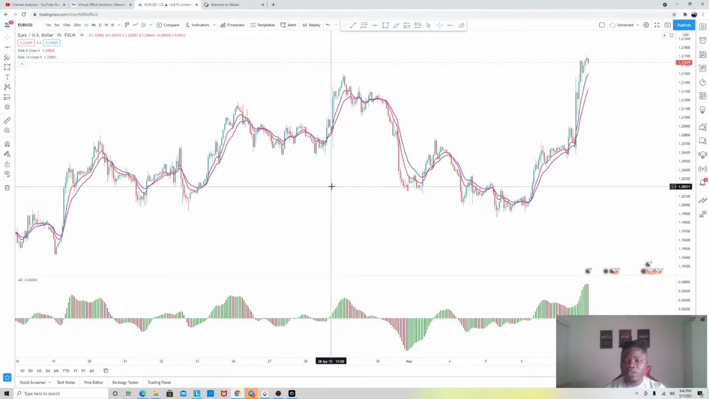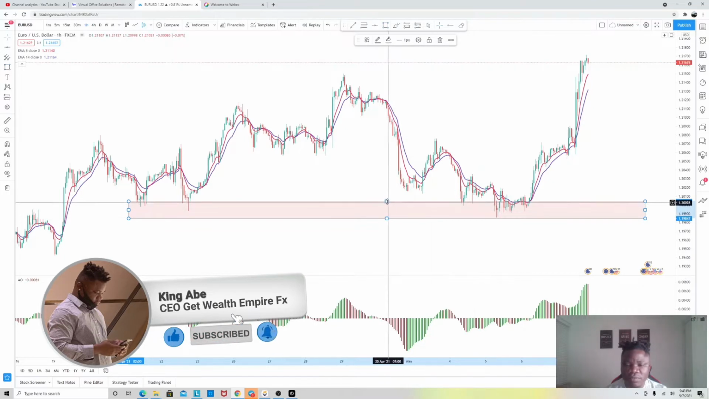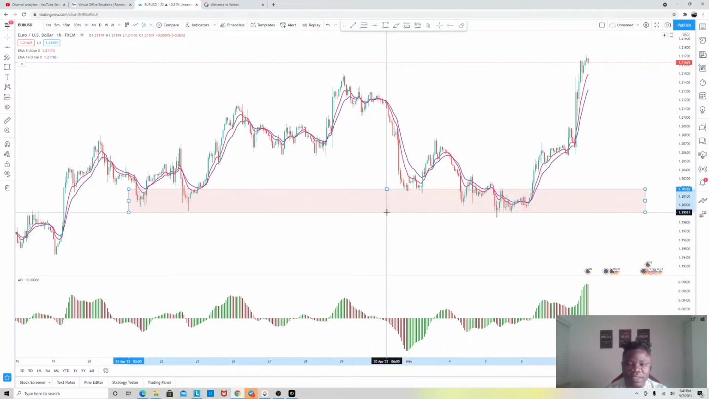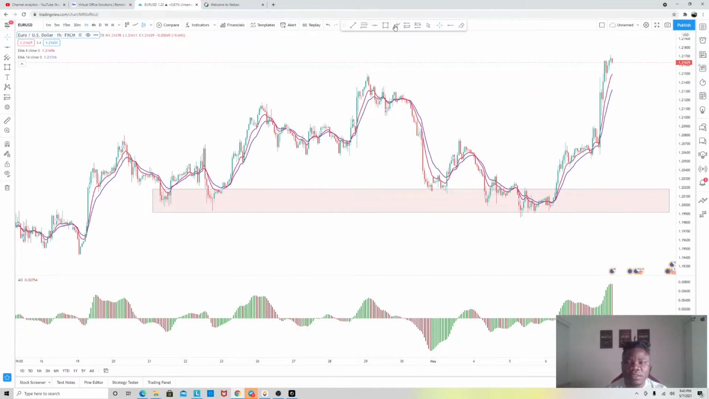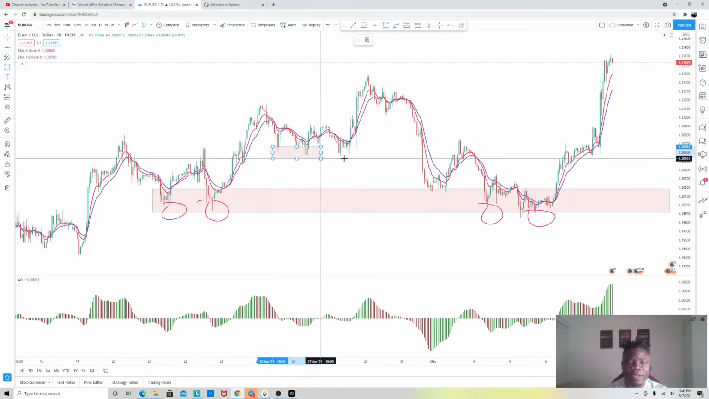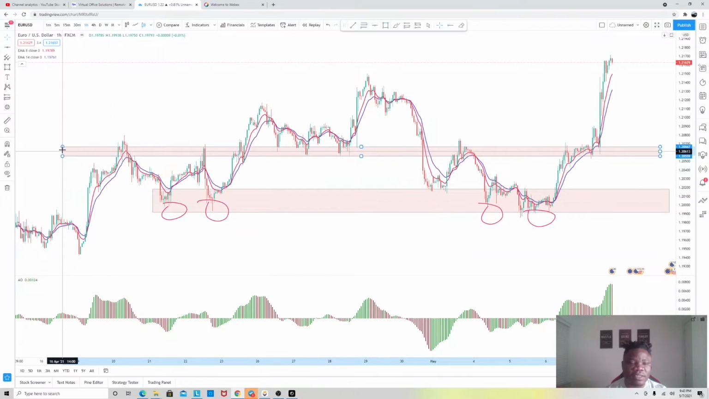Now, to figure out where our zones are, as you can see right over here, we have a support zone that actually became a resistance zone. Price tried breaking this zone, but it couldn't, multiple times. And right over here, we also have a support zone that also became a resistance. So what you just need to look for is rejections. That's all you need to look out for. Rejections for resistance and rejections for your support zone.